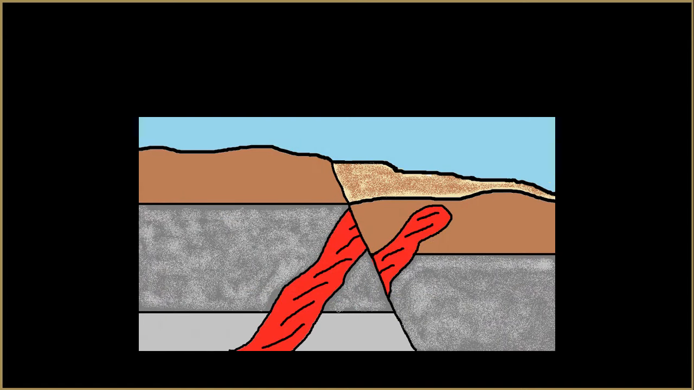Let's try another one. Here we see several layers, 2 different sections of a magma intrusion, and an earthquake fault. Can you describe the events that would have created this rock formation? Which do you think happened first, the earthquake or the magma intrusion? Pause the video if you wish to figure out what you think.